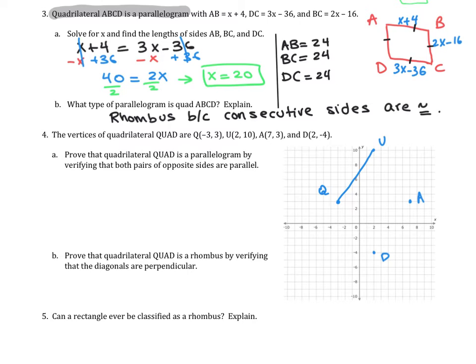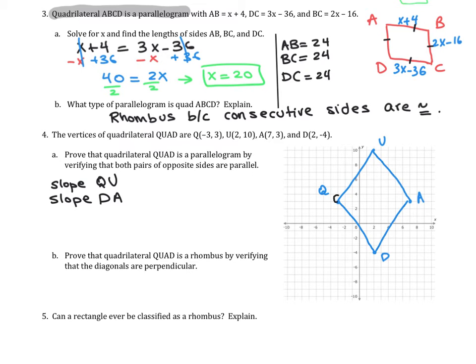So they only told me that this is a quadrilateral. They didn't tell me it's a parallelogram. So prove that this quadrilateral is a parallelogram by verifying that both pairs of opposite sides are parallel. So remember, I know that this is a quadrilateral. For me to prove that opposite sides are parallel, I need to show that the slopes are equal. If opposite sides are parallel, that means that the slopes of the opposite sides are equal. So I'm going to start by finding the slope of QU and the slope of DA.